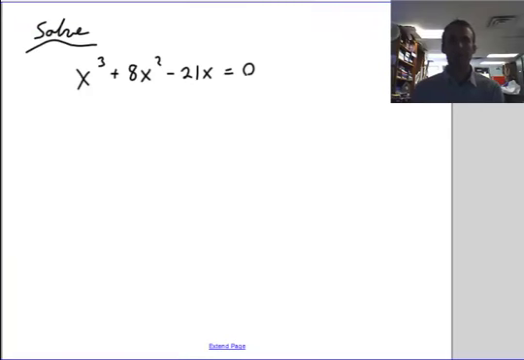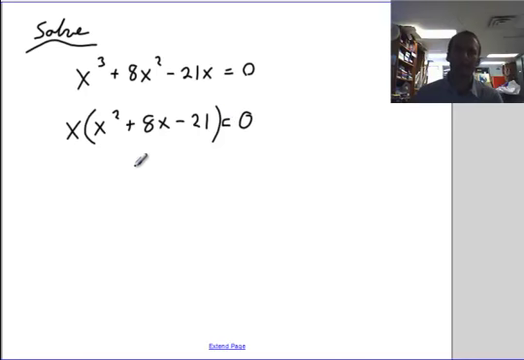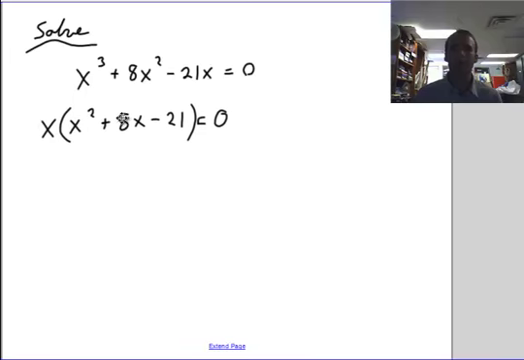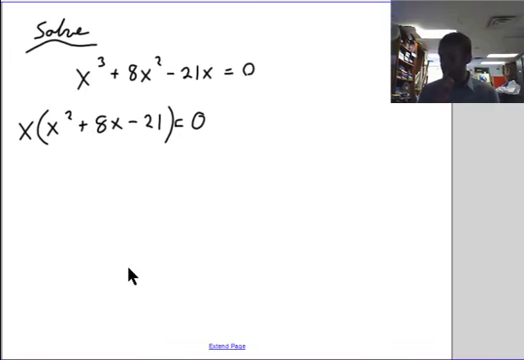Alright, let's do a couple example problems. This example problem is solving with basic factoring because I recognize that I can pull an x out of everything here. So let's go through, pull an x out. I'm left with x squared plus 8x minus 21 is equal to 0. Okay, right here, this is already factored, but what about my x squared plus 8x minus 21? That's a quadratic. So we can solve that. So let's solve that quadratic over here.